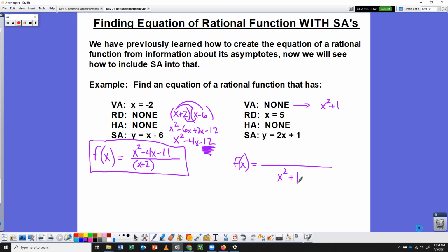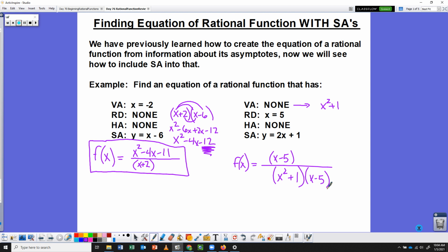They also tell us that we have a removable discontinuity at x equals 5. So x minus 5 is a factor that must be showing up in both the top and the bottom, because removable discontinuities, of course, show up in both places. And then last but not least, we have a slant asymptote. We don't have any horizontal asymptotes, so that means the top is bigger than the bottom by 1 degree.